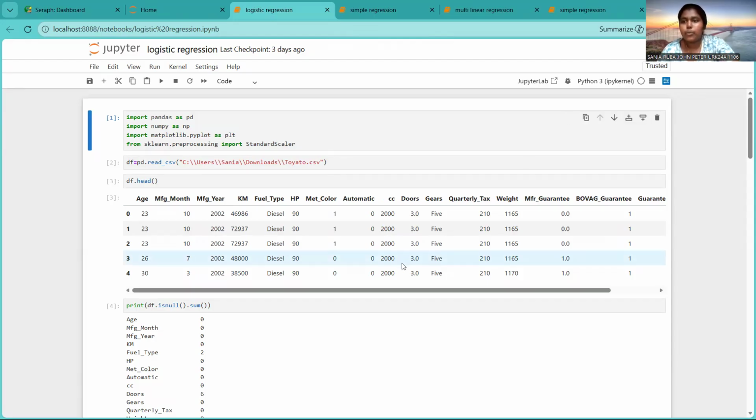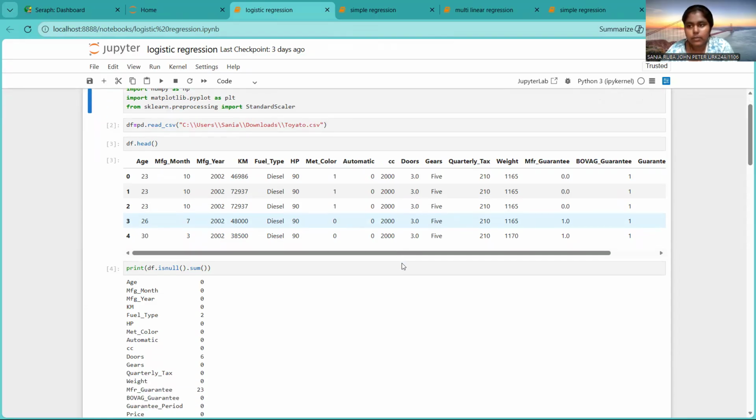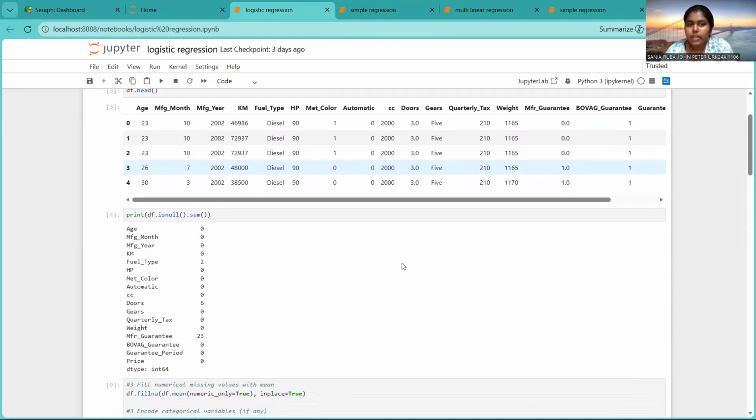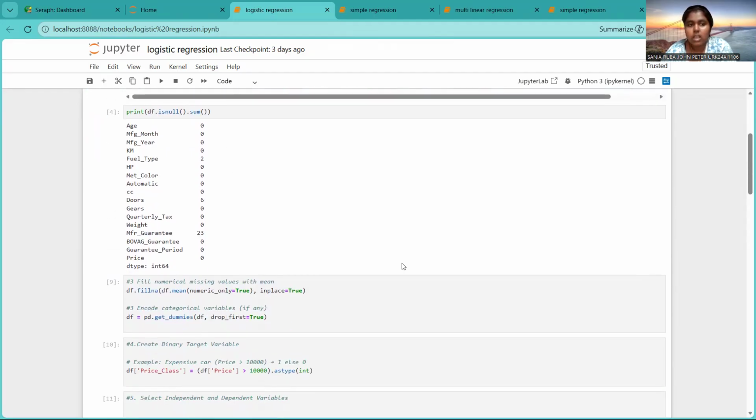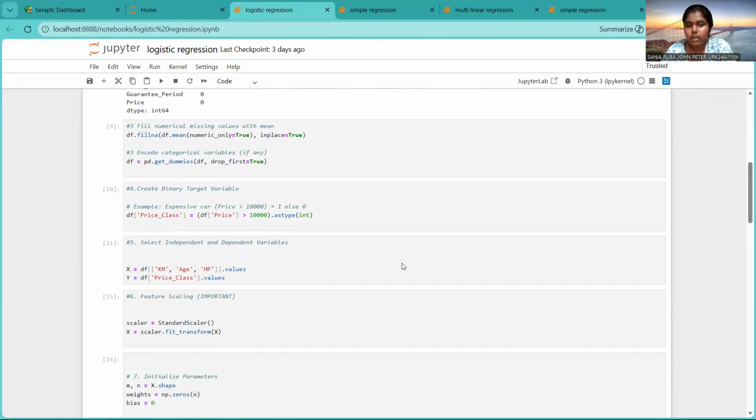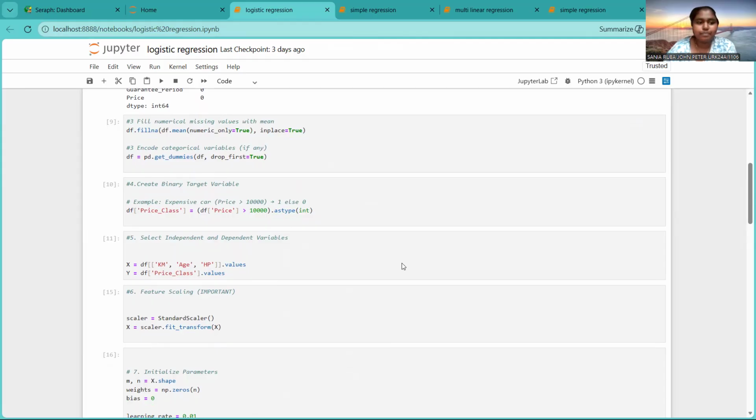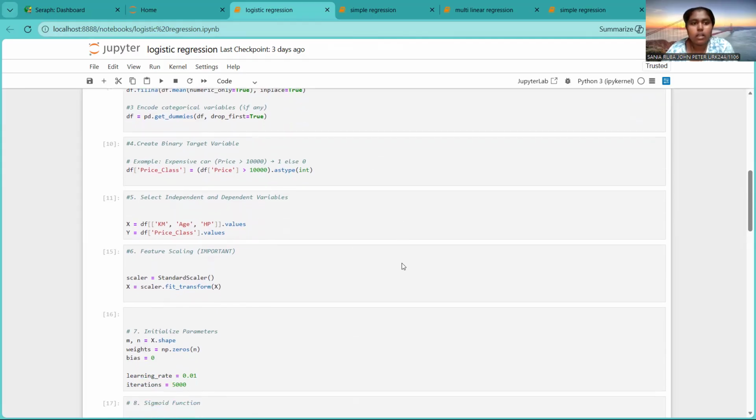In logistic regression, I import the necessary libraries: pandas, numpy, matplotlib, and StandardScaler for preprocessing. I read the CSV file using the pandas function and printed the first five rows. I preprocessed using df.isnull().sum(), and filled the missing values using df.fillna to fill the numerical values with the mean, and encoded categorical variables. I use dummy variables to encode, and I binarize the target variable. For binarizing, I'm using this kind of code.